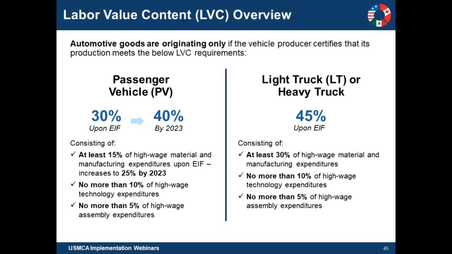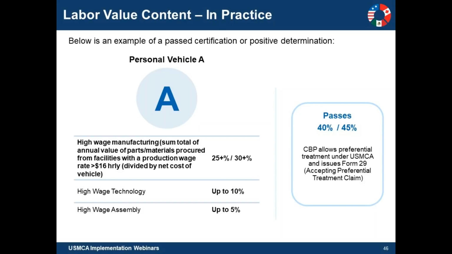As with passenger vehicles, there is a certain percentage of high-wage material manufacturing expenditures. For light trucks, 30%. The caps of 10% on high-wage technology and 5% for high-wage assembly are also present for light trucks. Further information on labor value content calculation formulas, averaging protocols, and certification requirements may be found in the supplemental presentation. Below is an example of a past certification or positive determination for an automotive import.